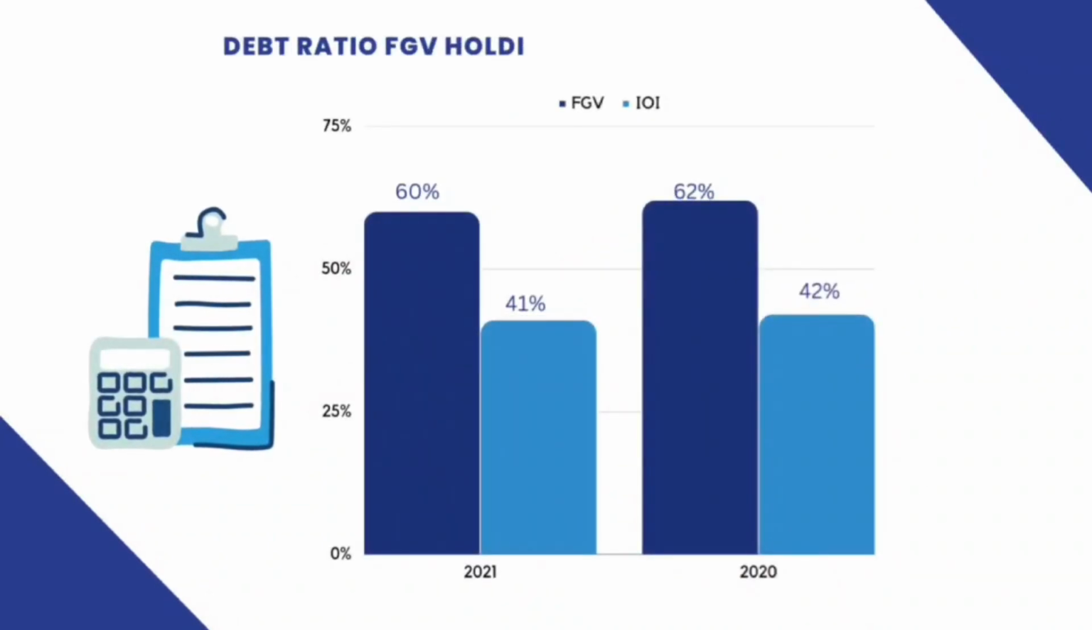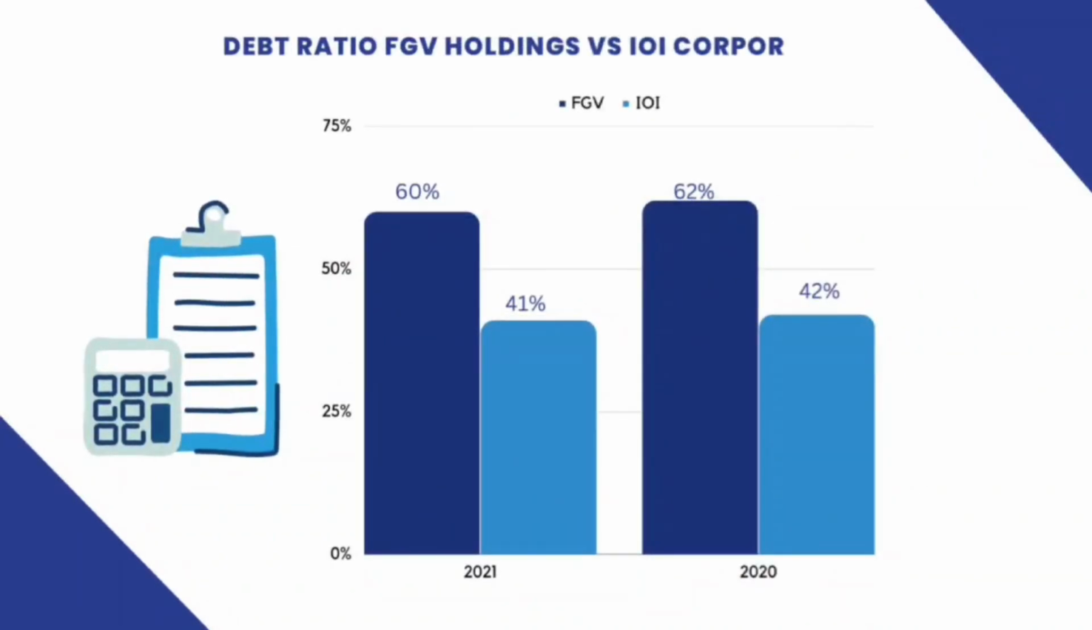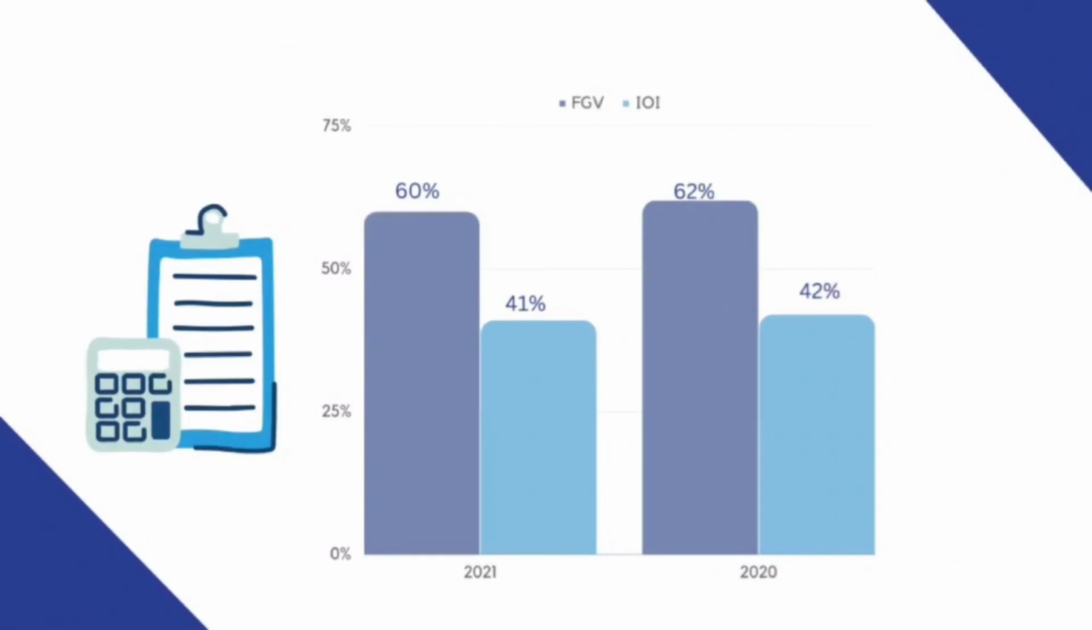As we can see, for IOI in year 2020 it is 42% and the next year it decreased to 41%. For FGV Holding, in year 2020 it stayed at 62% and dropped to 60% the next year. Therefore, IOI Corporation managed its cash flow smoothly, meanwhile FGV had a greater debt ratio because FGV has more debt than assets.